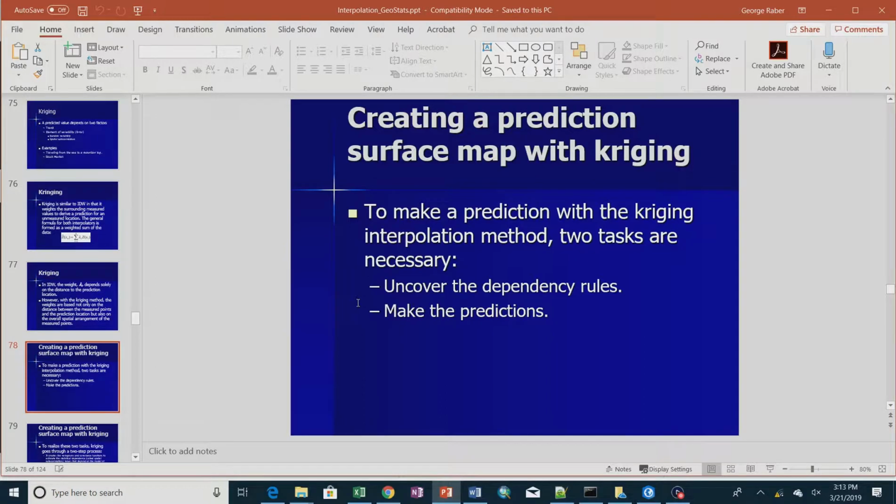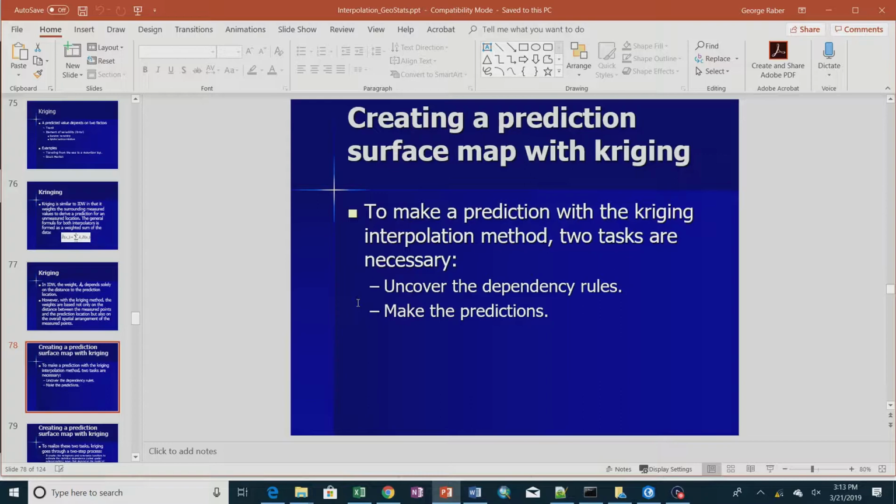How would you know what statistical weighting you use based on? We're going to talk about the different types of Kriging, and you're going to make a decision based on that. Okay? So the process here is that first, you're going to make a prediction with the Kriging interpolator. These are the tasks that are necessary.